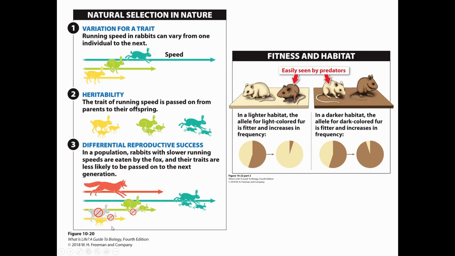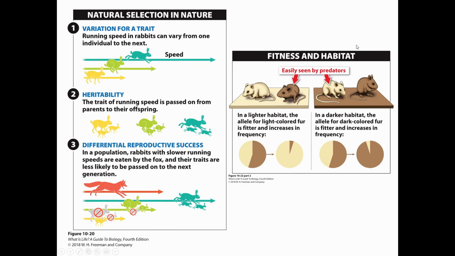And the rabbits who are slower are getting eaten by this fox, and so they're less likely to survive and reproduce and have lots of babies, versus the fast ones. They can escape the fox, which means they have a longer lifespan, they have more time to have more babies, and those babies are also going to be fast.